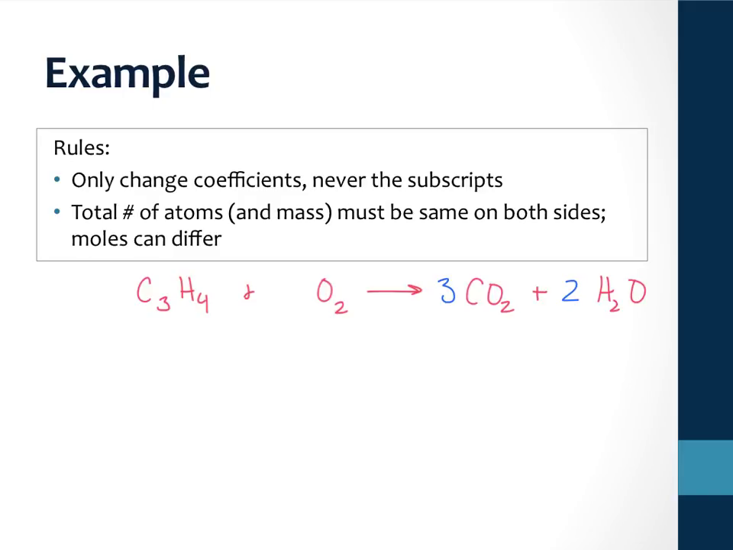Now let's check the oxygens. We only have 2 oxygens on the left side. On the right side, let's make note over here, we have 6 over here and 2 over here. So that makes a total of 8 O's. That means we need 8 O's on the left side as well. If we only have 2, how do we make it 8? We've got to multiply it by 4. So let's put a 4 right there. Let's double check now. 3 carbons, 4 hydrogens, and 8 oxygens. There we go. That's it.